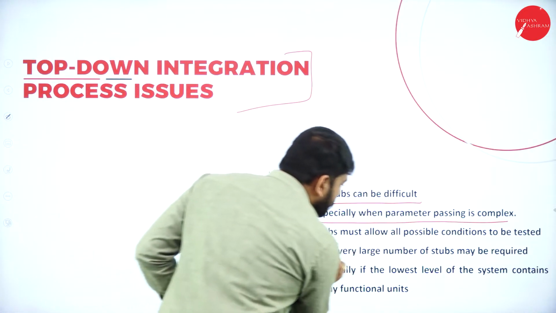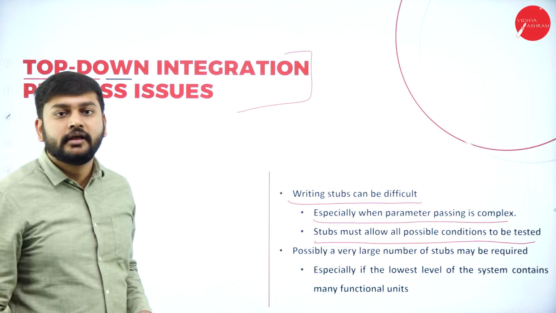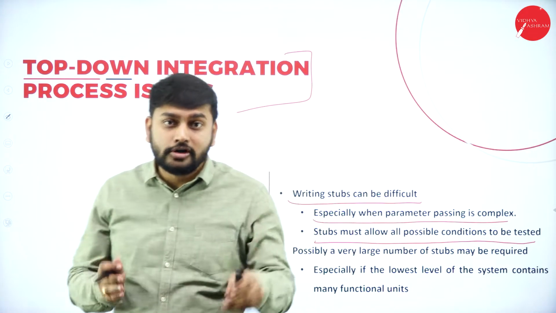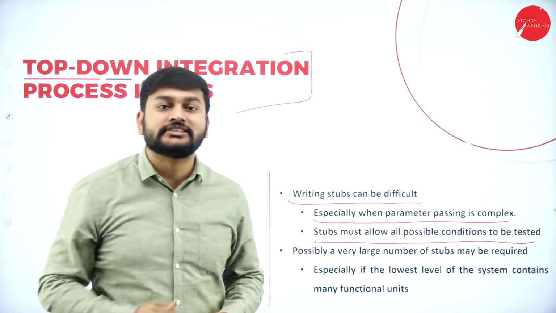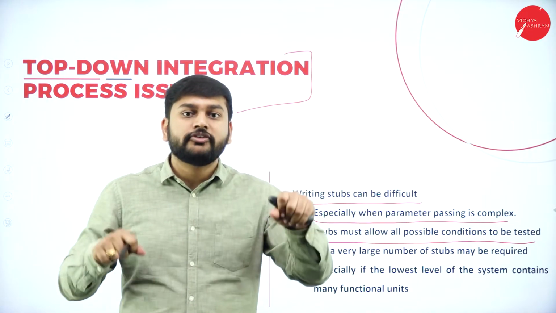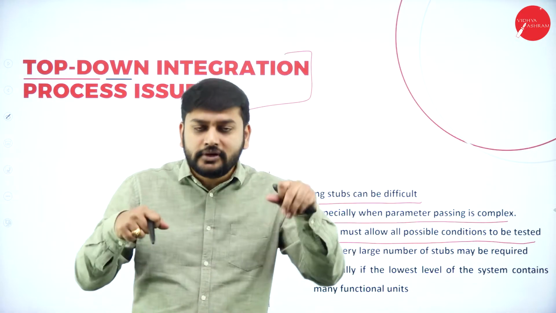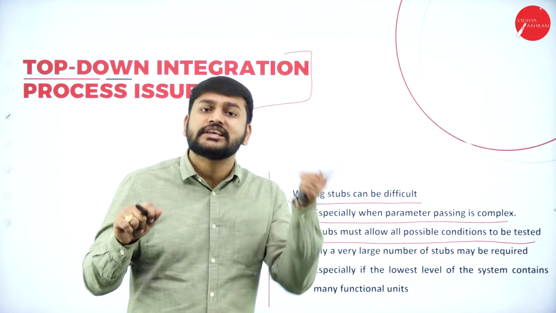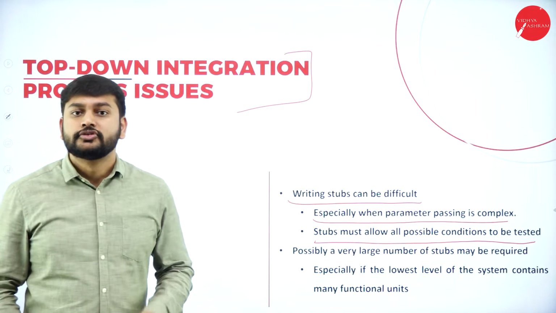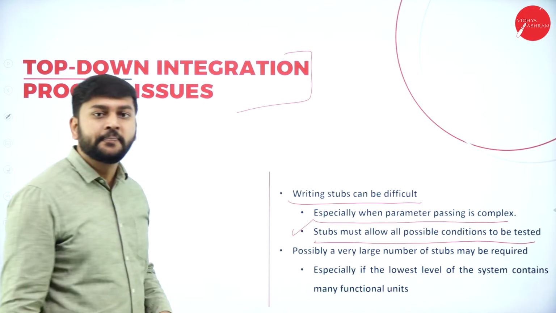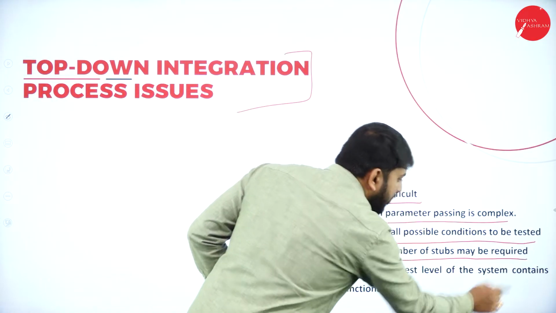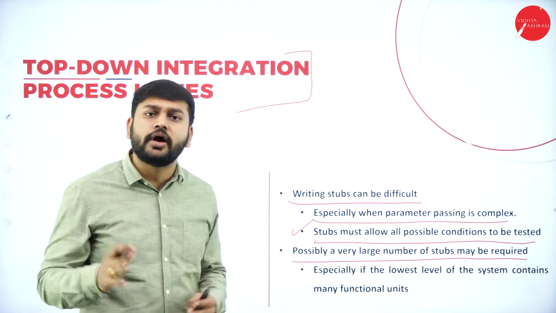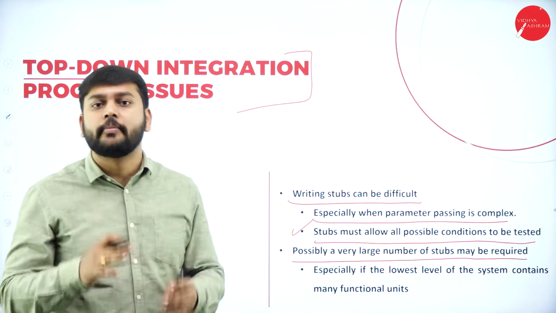The next one is that the stub must allow all the possible conditions to be tested. What is the meaning of it? The stub is acting like a unit, but it should also allow me to test all the possibilities. Say for example, I'm checking the accelerator. I need to perform the declutch. I need to give the clutch and I need to declutch it. So it should support all the possibilities, whatever I'm doing with the accelerator, whatever is necessary from the clutch. That is one more important point. Possibly a very large number of stubs may be required. When I'm testing unit-wise, especially in top-down integration, I might require a larger number of stubs. That's one of the major drawbacks I have here.